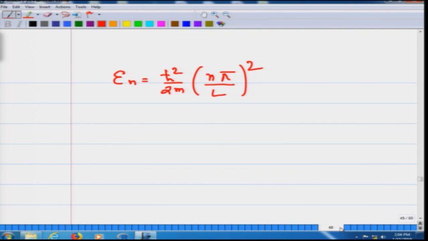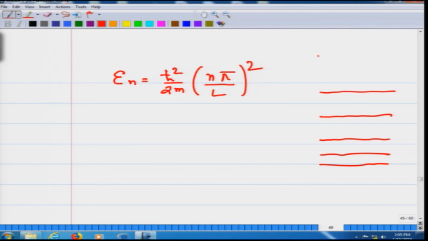So, let us draw these energy states. This is your ground state, your first excited state, second excited state, and so on. Okay. So, these are your energy levels E1, E2, E3, E4 and so on. Now, these are the energy states which are available for a particle put inside this box.